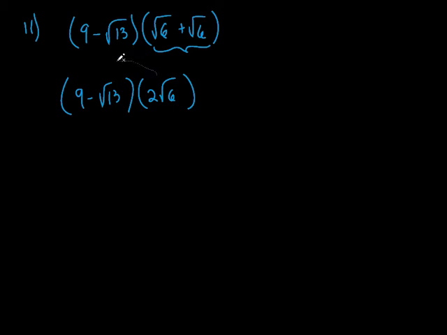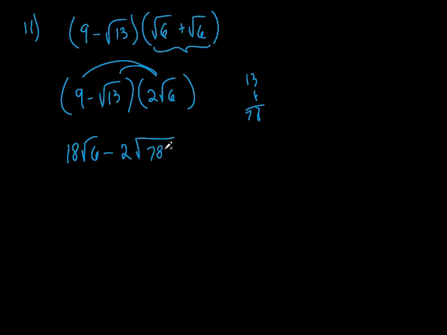All right? I don't know if that was any quicker or easier, but that's how I saw it. So let's do this. 2 square root of 6 times 9, so that would be 18 square root of 6, minus 2 square root of 6 times square root of 13. So I got a 2, and then I got a square root of whatever 13 times 6 is. What's 13 times 6? That's 78, is that right?